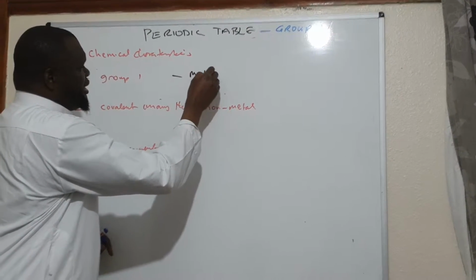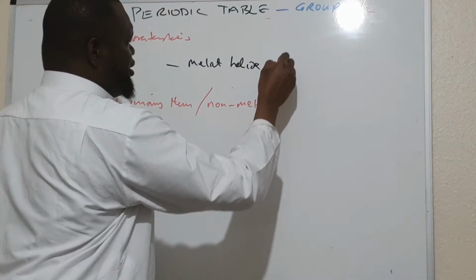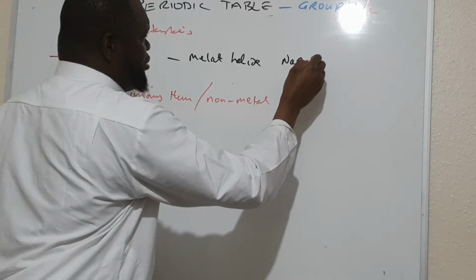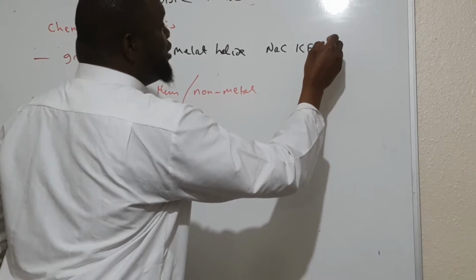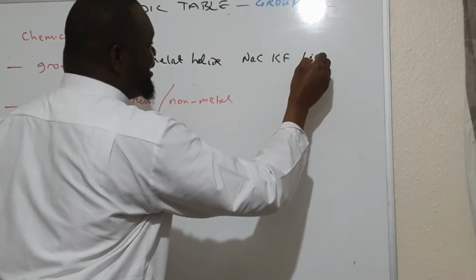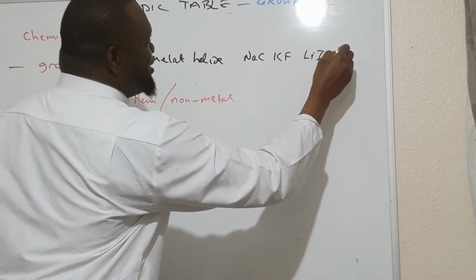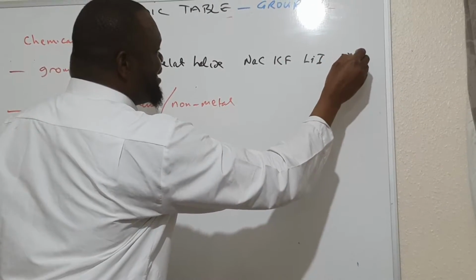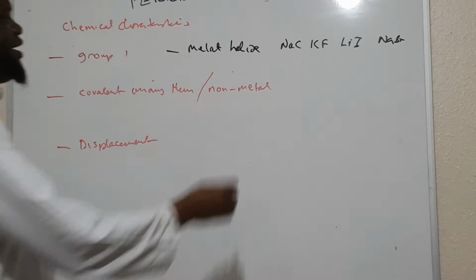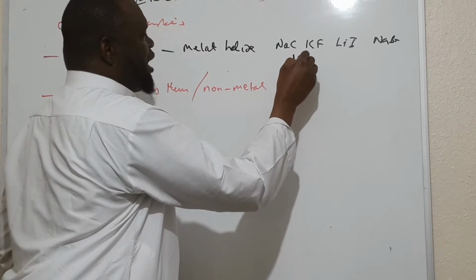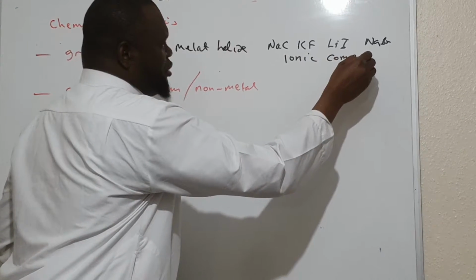They form metal halides. Examples we have are sodium chloride, potassium fluoride, lithium iodide, and sodium bromide. They are all ionic compounds.